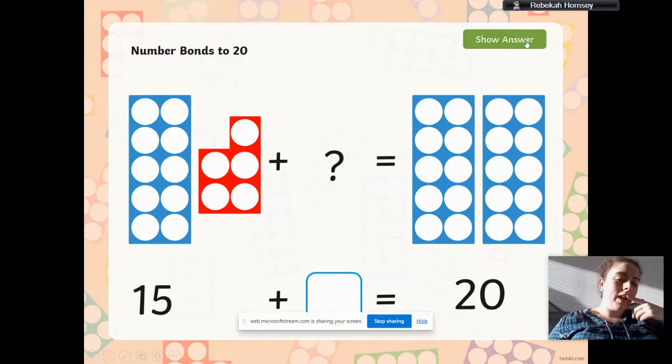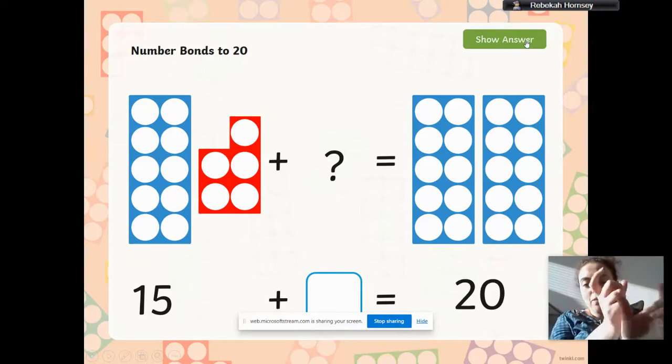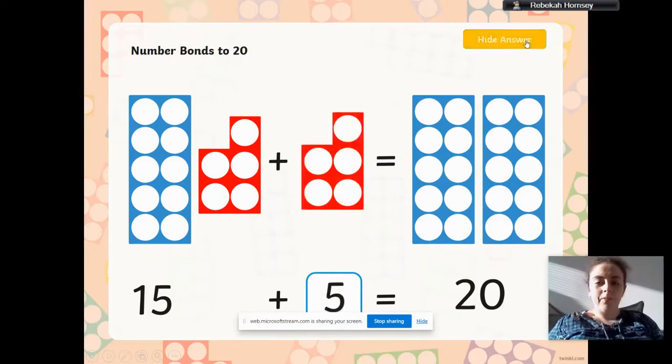Oh, well, we had 5 earlier, didn't we? We've already had 15. So we added 15 to 5 to make 20. So these number bonds work both ways round. So 15 add 5 makes 20 and 5 add 15 makes 20.